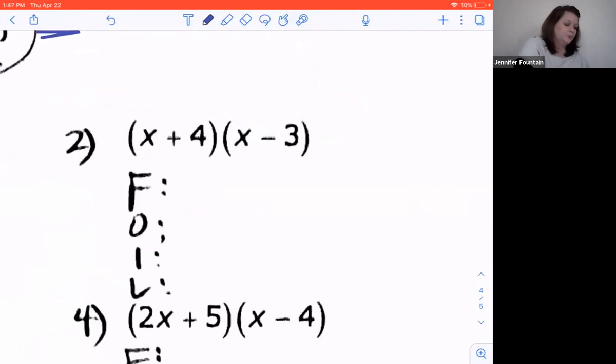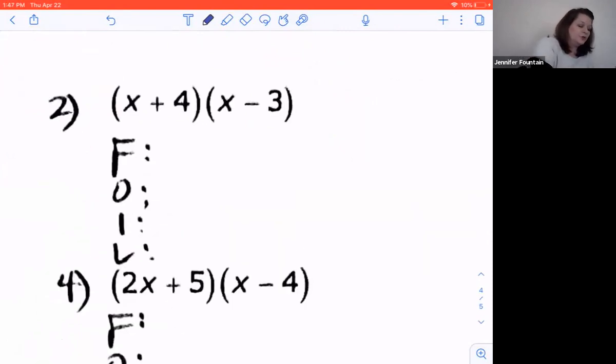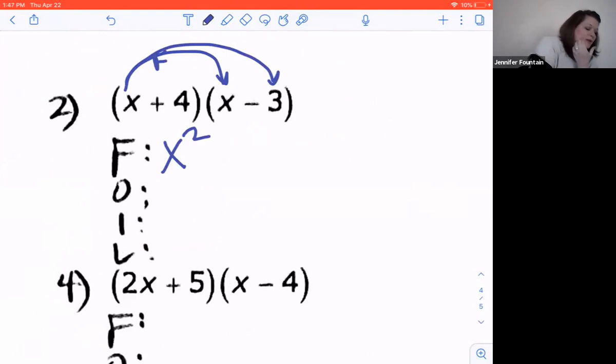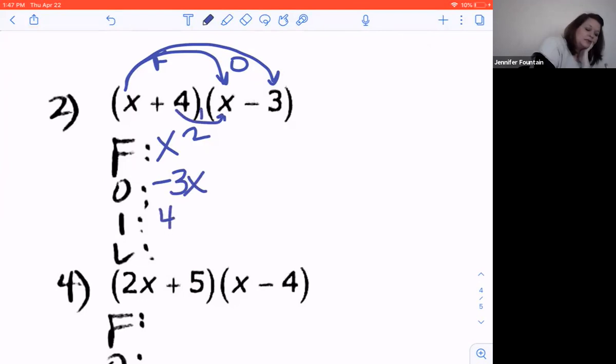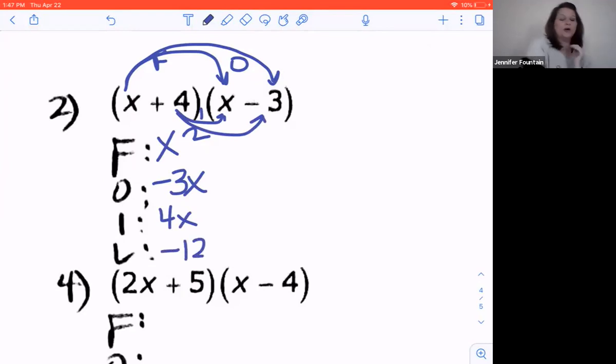Let's look at number 2. Again, I start by multiplying first terms. x times x is x squared. That's my first. Then x times -3, that's my outer ones. And x times -3 is -3x. Now when I do inner, 4 times x, that's going to be a positive 4x. And then last, 4 times -3 is -12.